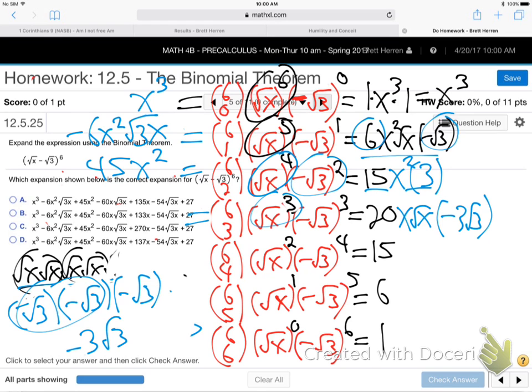Multiplying all that together, I don't know what you get. 20 times 3 is negative 60. Negative 60 x, and then root x. Is that what's left there? Yeah, looks right. Good?